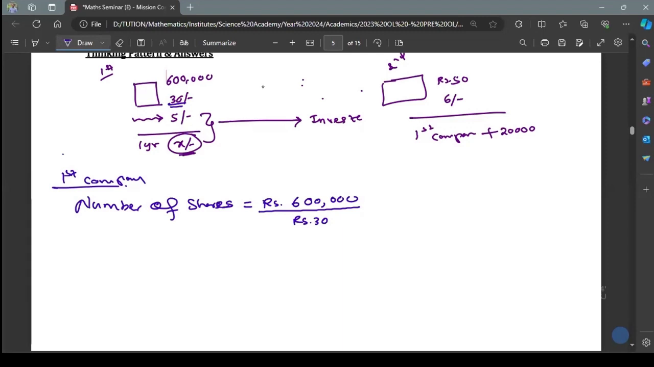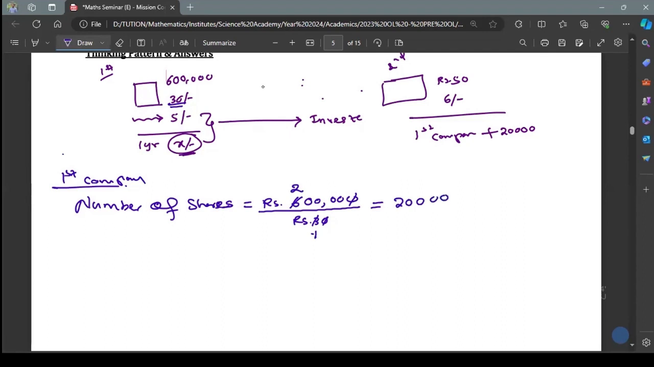If you want to calculate the number of toffees you bought, what are you going to do? The amount you paid, you are going to divide it by the price of one unit, no? Price of one toffee. So the amount you paid is 600,000. You are going to divide it by the price of one toffee, which is 30 rupees. So this will give you 0, and 0 I can cancel. 3 divided by 3 equals 1. 6 divided by 3 equals 2. He bought 20,000 shares.